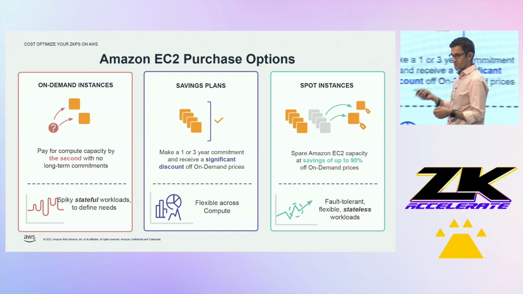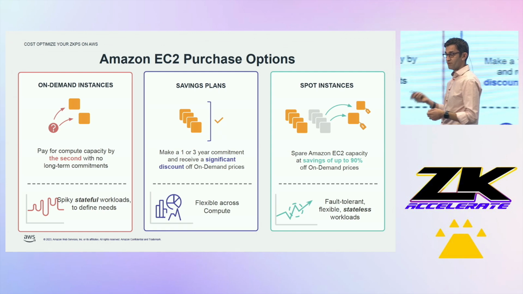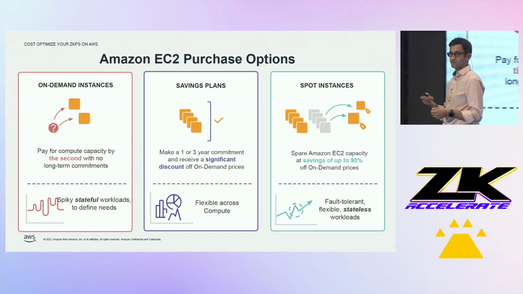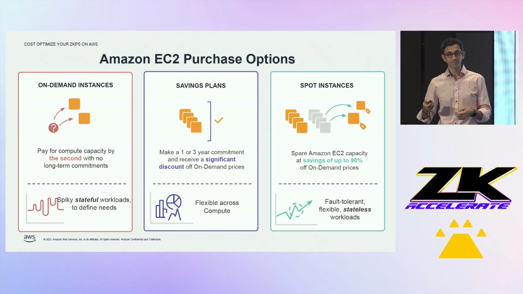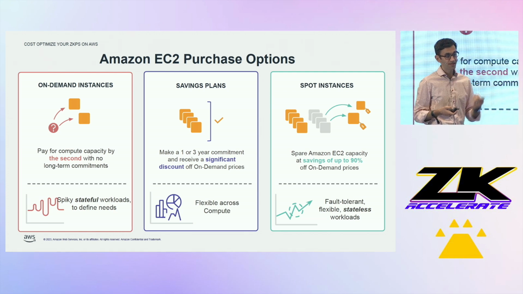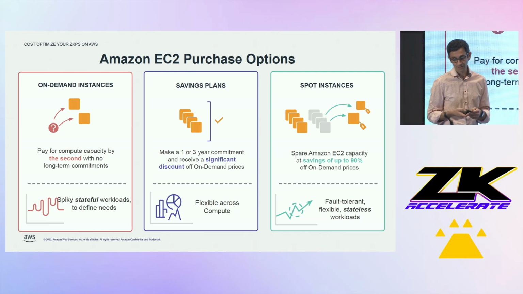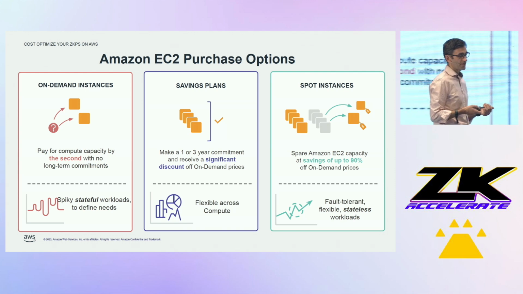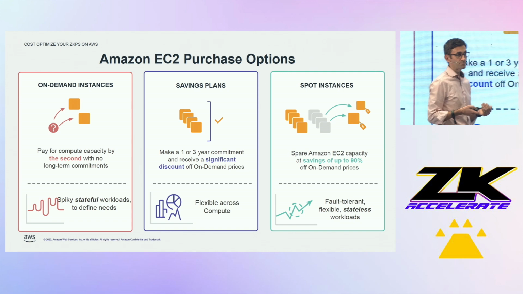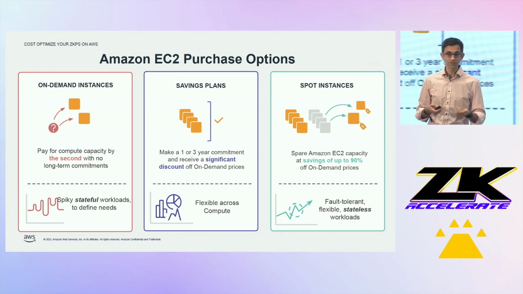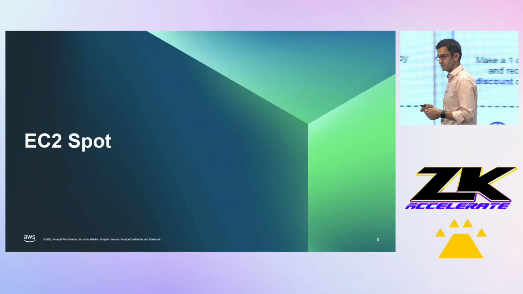And the last one is the one which we're going to spend the rest of the talk on, which is Spot instances. With Spot, you're basically taking advantage of spare computing capacity on EC2 to get up to a 90% discount. That's where the cost savings come in. But there are some constraints here. Spot is really optimal for stateless, flexible and fault-tolerant workloads. And I'll get into the fault-tolerant piece in a second.